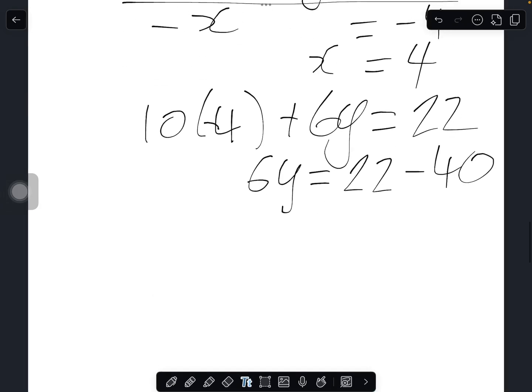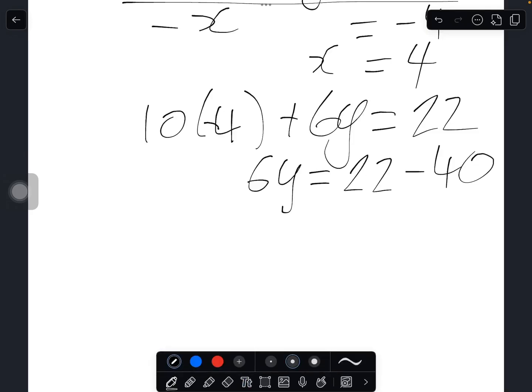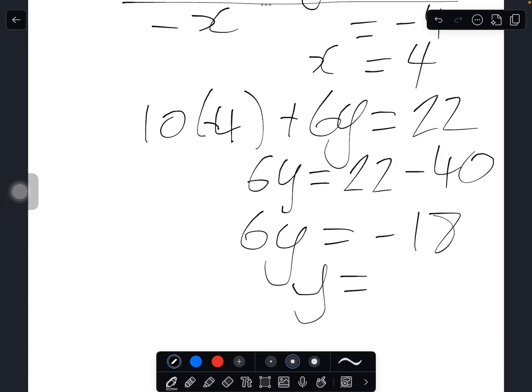And then that will now leave me with 6y equals negative 18. Then y equals negative 3. This one was slightly trickier, but I hope you guys see how to get the hang of this.